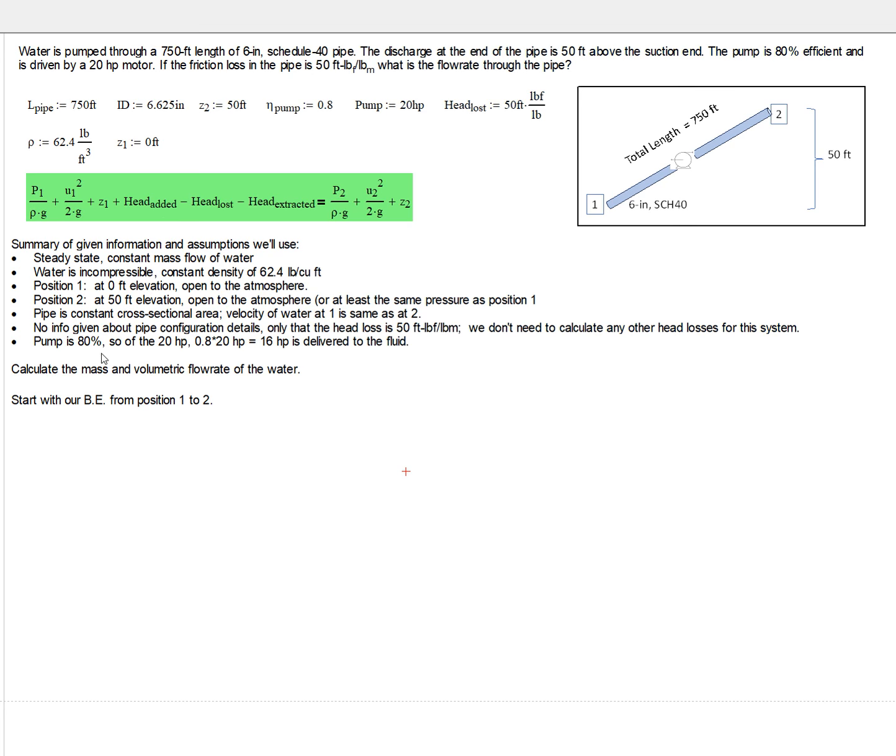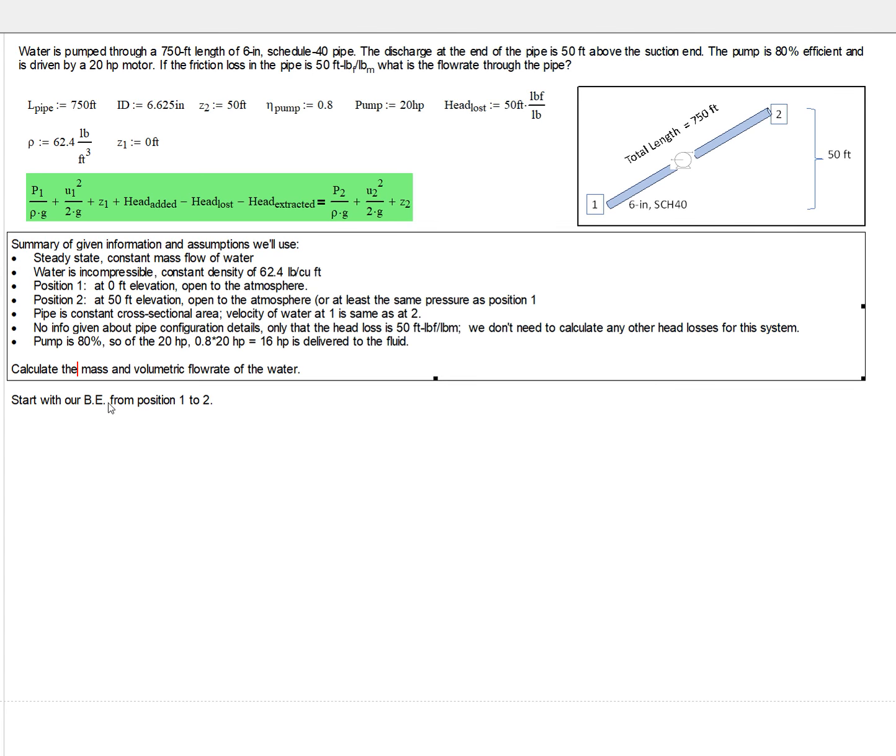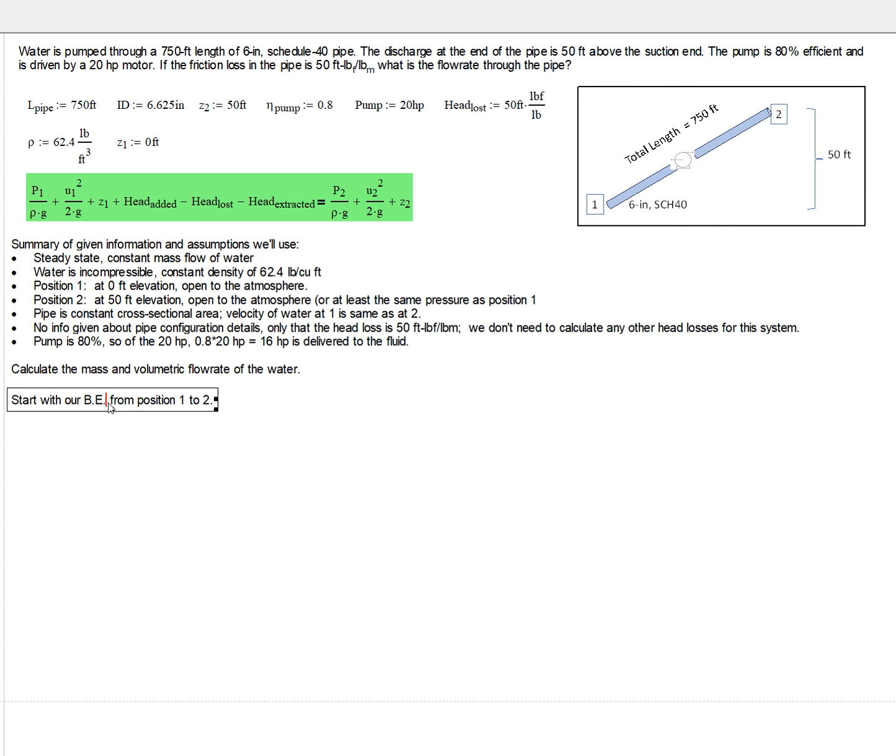And then we're told that the pump is 80% efficient. So what we need to realize is that this 20 horsepower, this is the pump rating, what's stamped on the casing of the pump. But what is actually delivered to the fluid, if it is 80% efficient, is only going to be 16 horsepower. So what we want to do is calculate the mass and or the flow rate. They didn't specify mass or volumetric, so we can do both.